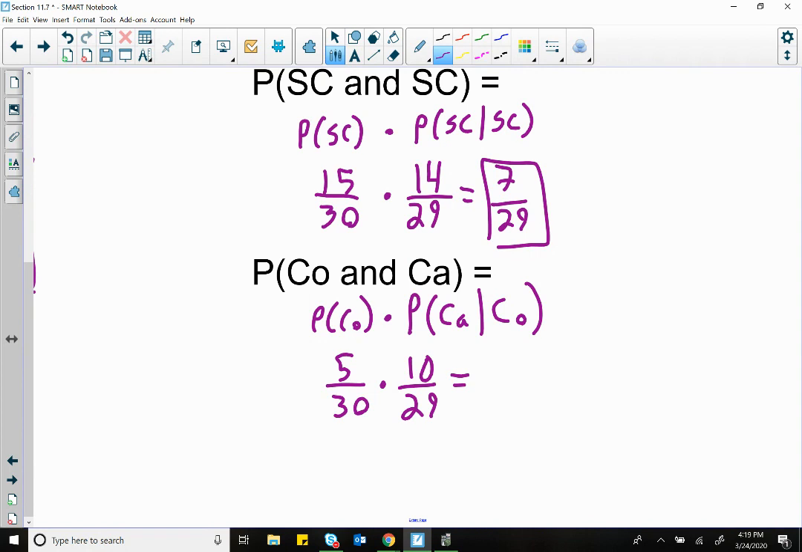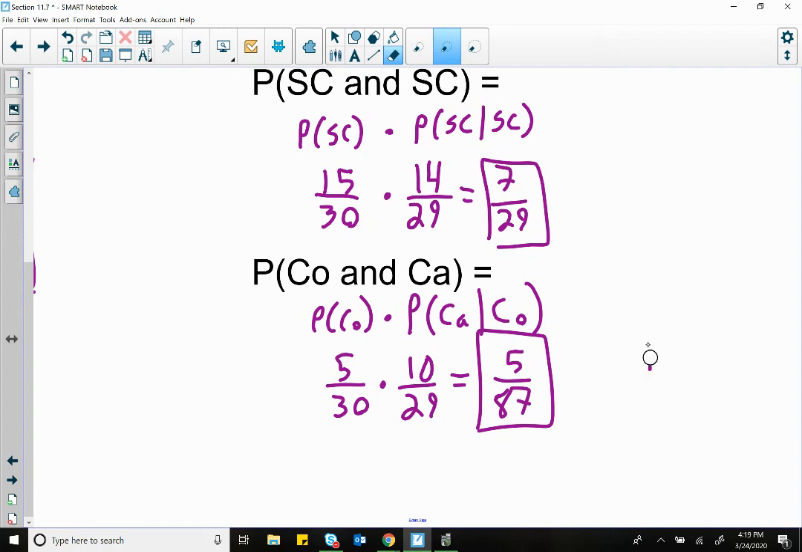So that's what we have to multiply. So, using my calculator because you guys know how to run this now, 5 over 30 times 10 over 29. And we get 5 out of 87. And there you go. And that's how conditional probability is dealt with. You just got to look at what's going on, okay, with your situation.